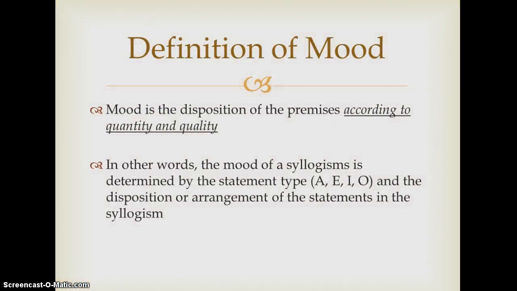Mood is the disposition of the premises according to quantity and quality. In other words, when we're trying to determine the mood of a syllogism, we're going to look at what type of statements are being used for the major, minor premises and the conclusion. And we have the four options, A, E, I, and O. And the arrangement of those statements is going to give us the mood.